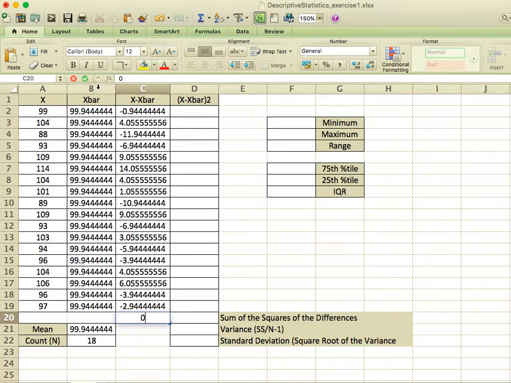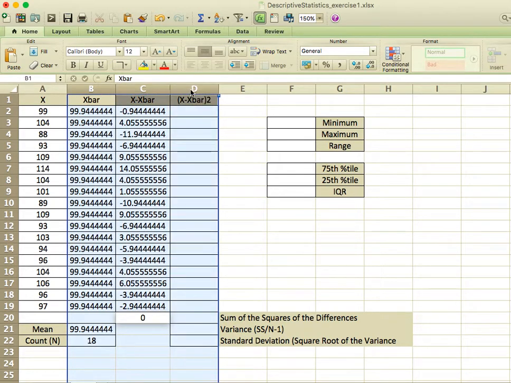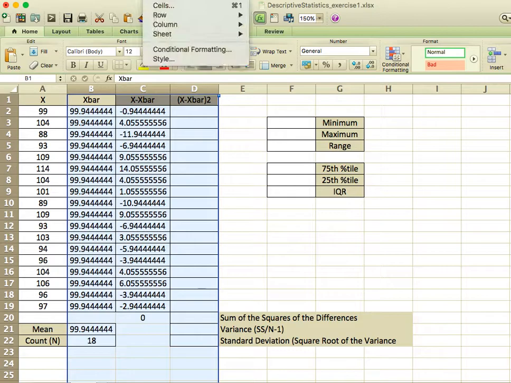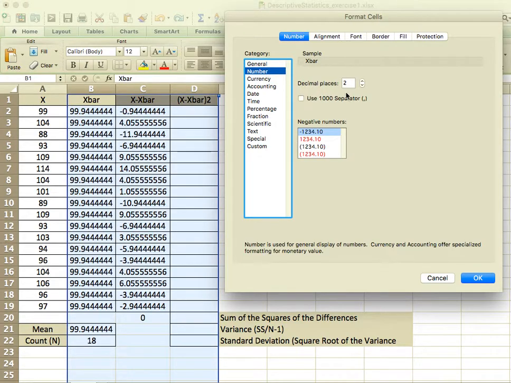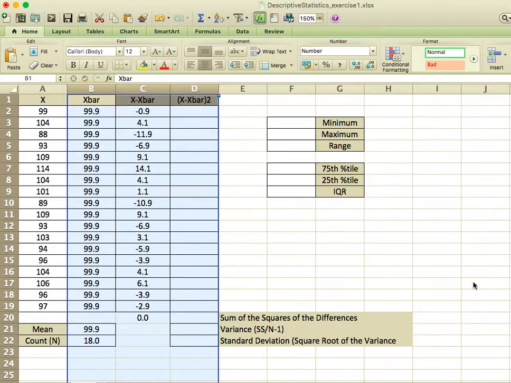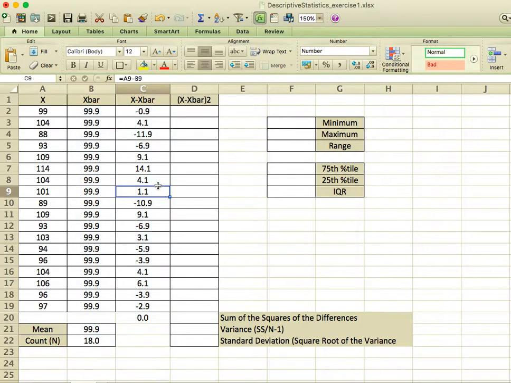Now, one of the things I can do also is I can make this a little easier to read by formatting these cells so that they round off. So I'm going to round these off to 1 decimal place. Okay, that makes this a little bit easier to deal with. Now, keep in mind, though, that the actual values are preserved by Excel. We haven't changed the number. In reality, we just displayed it differently.